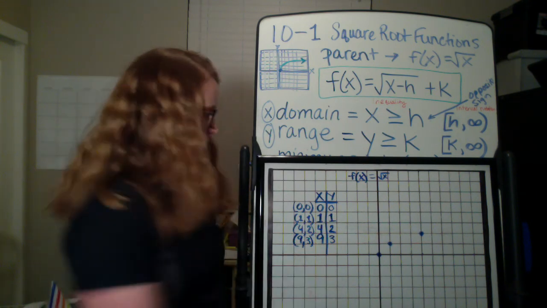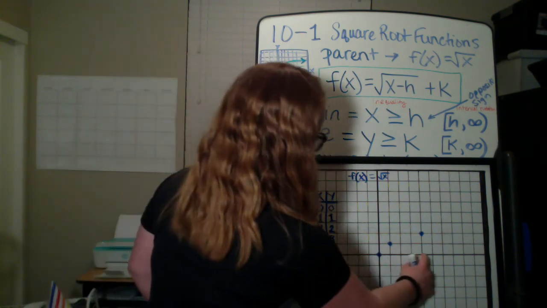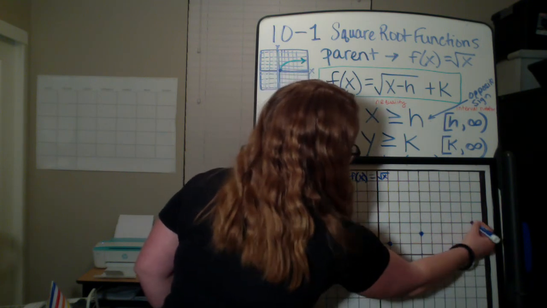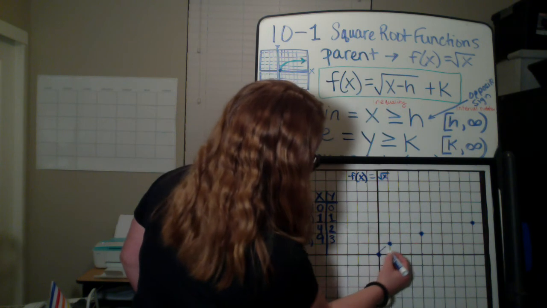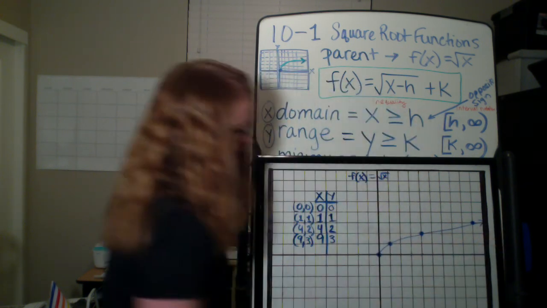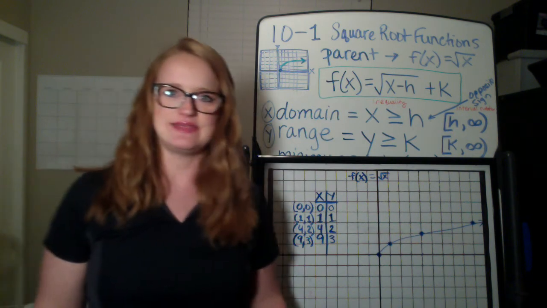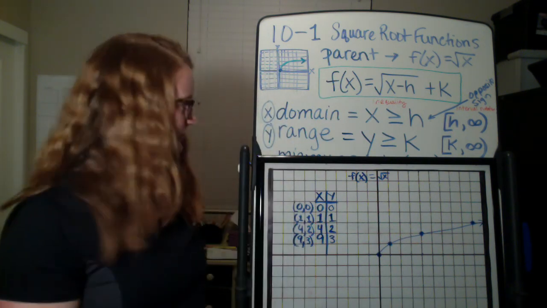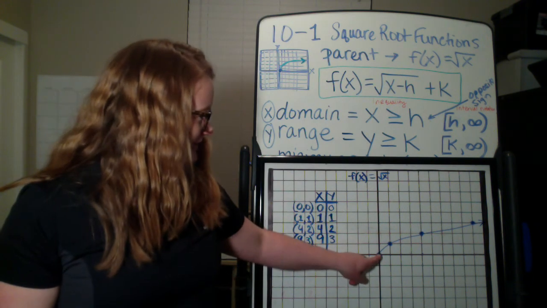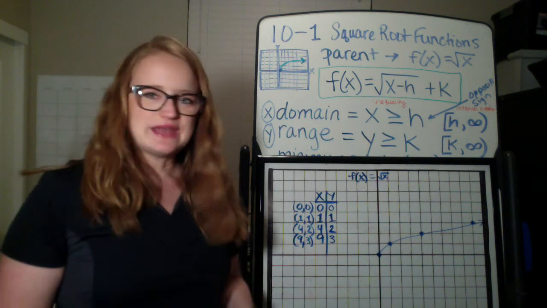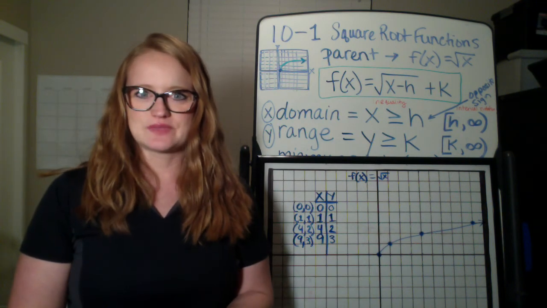So now I can go 1, 2, 3, 4, 5, 6, 7, 8, 9, up 3 at this point, and I can connect my points. And you can see that the square root functions have this kind of weird hook. So they're all going to kind of have this similar shape. So that is how you graph a square root function.